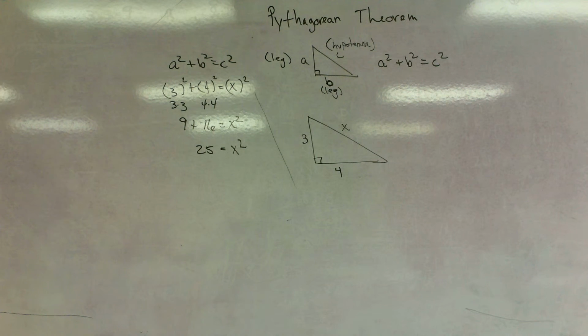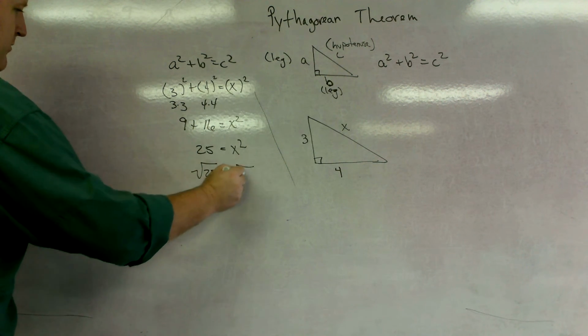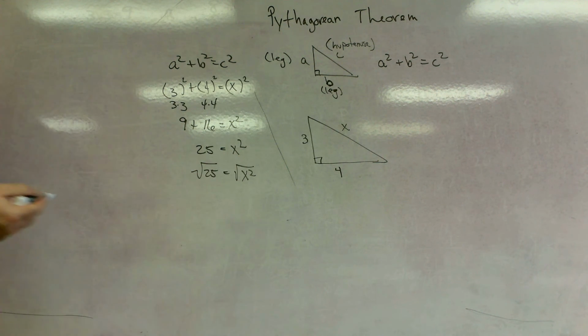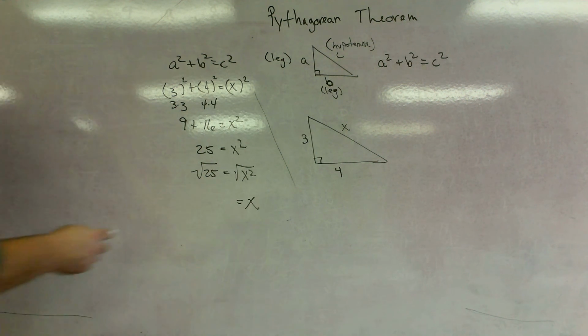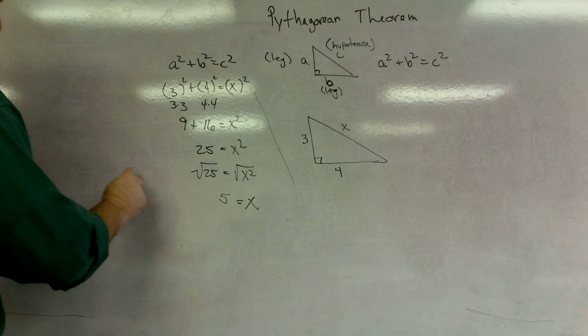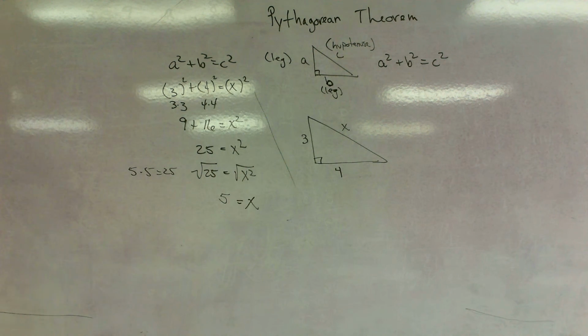Now, in order to solve for x, to get rid of a square we're going to take a square root, and the square root is the inverse operation for squaring. So when you take the square root of a square, the square root of x squared, we're just going to get x, and the square root of 25 is just going to be 5, because 5 times 5 is 25. Okay? So the answer to this problem is x equals 5.